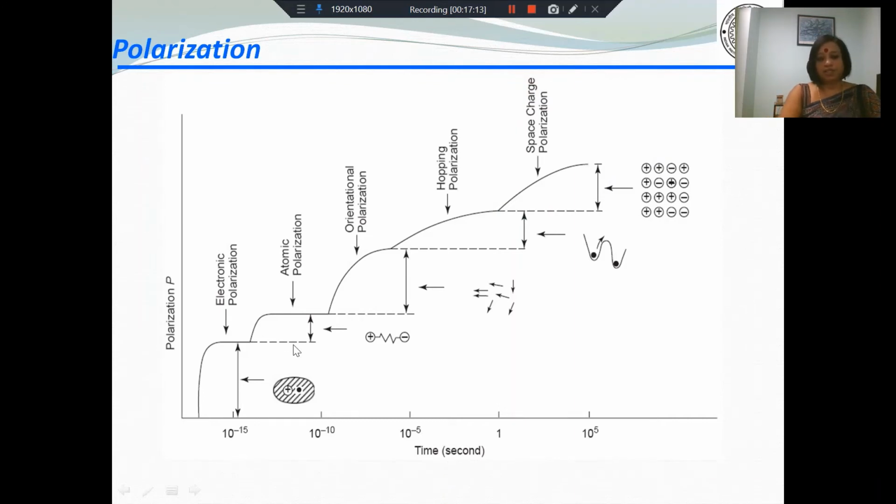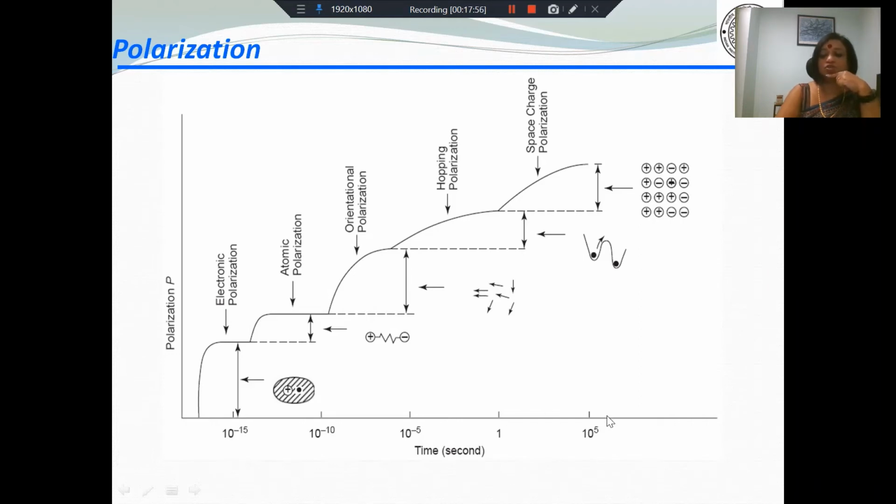If we look at the time scales of the different polarization processes, in the 10 to the minus 15 seconds range, you have electronic polarization completed, which is where you have the charge separation between the atomic nucleus and the electronic cloud. Then in the range of 10 to the power minus 10 seconds, you have atomic polarization. After that, over the entire regime from 10 to the power minus 10 to 10 to the power minus 5 seconds, you can have orientational or dipolar polarization. Then in the range of 10 to the power minus 5 seconds to 1 second, you have hopping polarization.